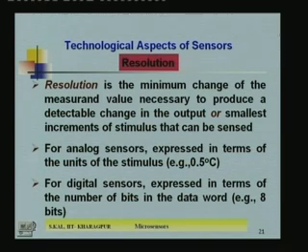So, resolution for analog and for digital sensors is different. Obviously, for an analog sensor the resolution is expressed in units of the stimulus. For example, in thermal, the resolution may be 0.5 degree centigrade or 1 degree centigrade or maybe 0.2 degree centigrade. In the electrical case, it may be a resolution of say a few microvolts or a few millivolts. But if you look at a digital sensor, then the resolution is expressed in number of bits in the data word, for example, say 8 bits or 10 bits. So, that is the resolution in the case of a digital sensor.